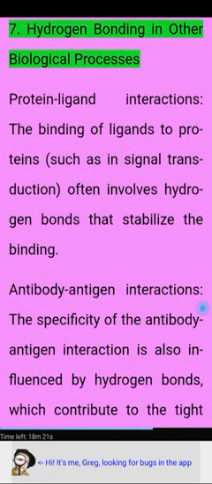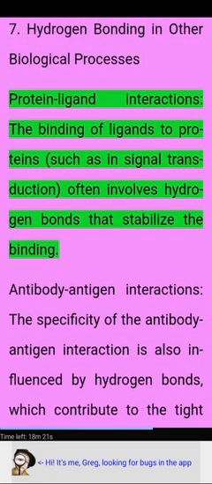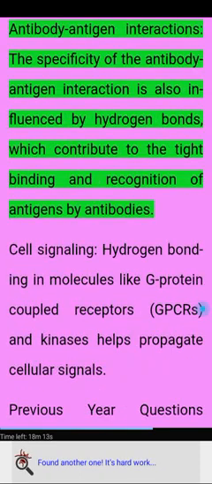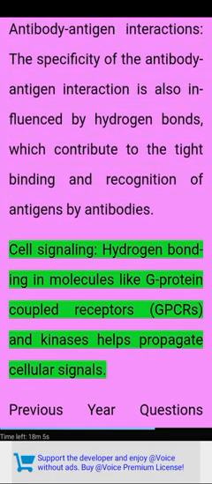7. Hydrogen bonding and other biological processes. Protein-ligand interactions. The binding of ligands to proteins, such as in signal transduction, often involves hydrogen bonds that stabilize the binding. Antibody-antigen interactions. The specificity of the antibody-antigen interaction is also influenced by hydrogen bonds, which contribute to the tight binding and recognition of antigens by antibodies. Cell signaling. Hydrogen bonding in molecules like G-protein coupled receptors, GPCRs, and kinases helps propagate cellular signals.